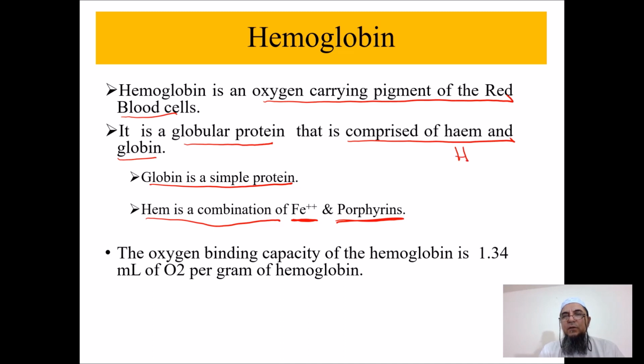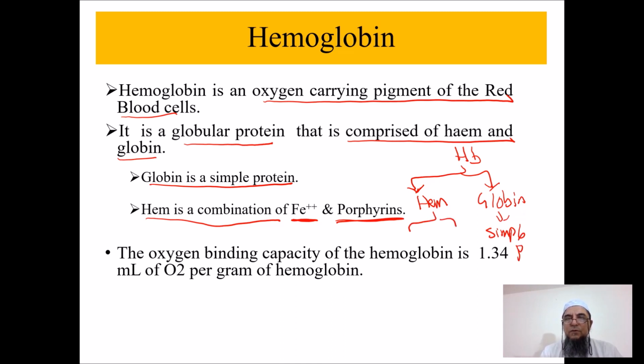So in a nutshell, we can say that hemoglobin is a combination of heme and globin. Globin is a simple protein. Heme is a combination of iron and porphyrin. The oxygen binding capacity of hemoglobin is 1.34 milliliter of oxygen per gram of hemoglobin.